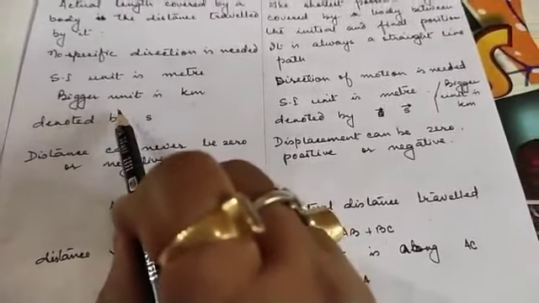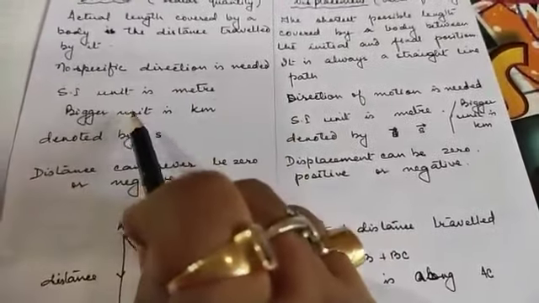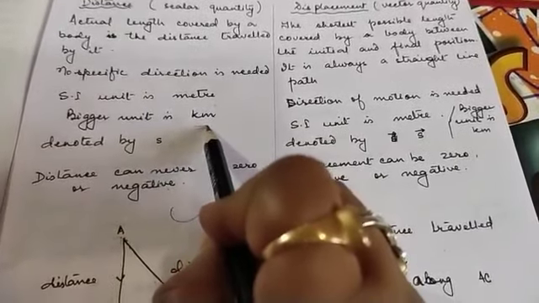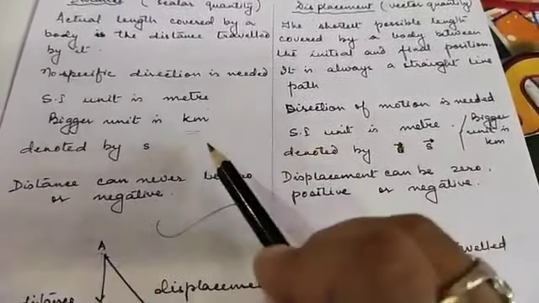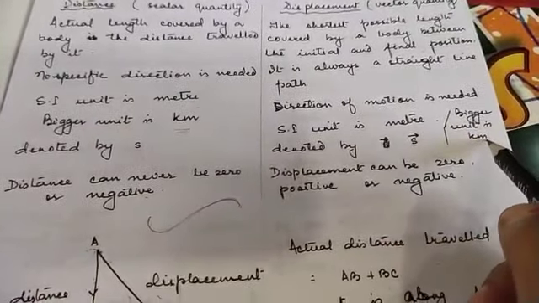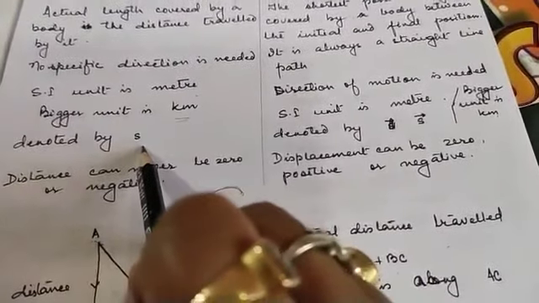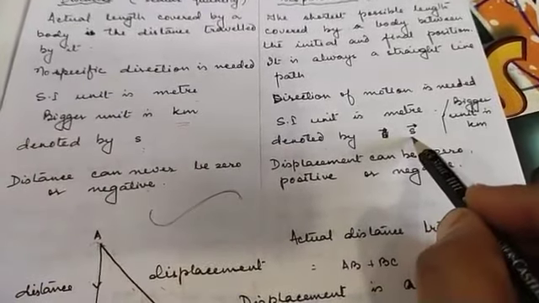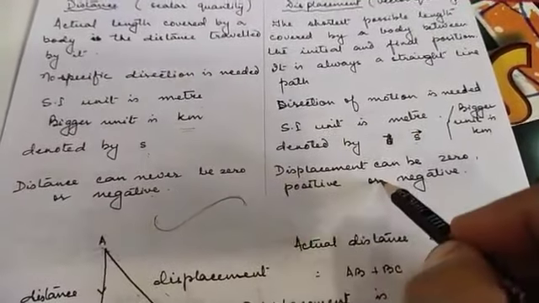The SI unit for distance is meter. But for bigger lengths, we take the unit as kilometer. The SI unit for displacement is the same as that of distance, that is meter, and for bigger lengths we take kilometer. Distance is denoted by small s. But displacement is denoted by small s, similar to that but with an arrow, because this shows the direction.